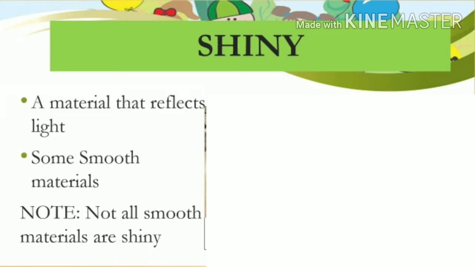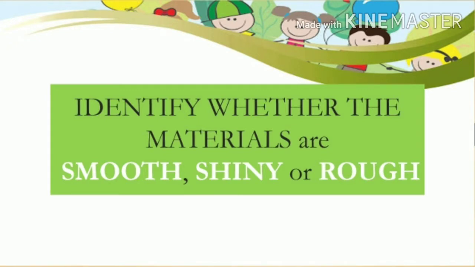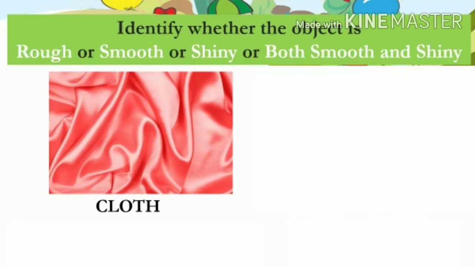Another property of matter is shiny. These are any materials that reflect light. Some smooth materials are shiny, but take note, not all smooth materials are shiny. Let us take for example these tiles and cloth. These tiles are both shiny and smooth, but this cloth is smooth but not shiny. Now let us identify whether the objects are smooth, shiny, or rough.